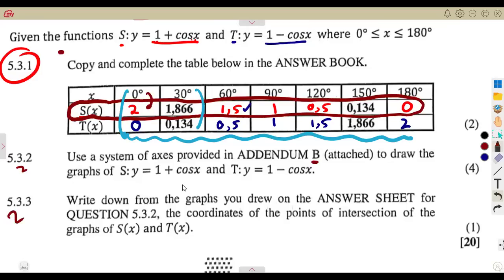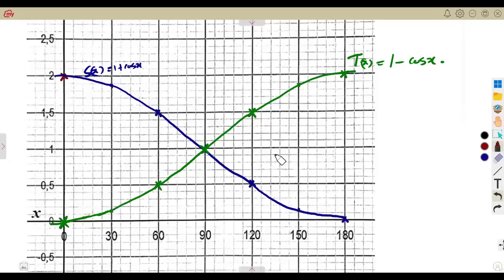5.3.3: write down from these graphs you drew on this answer sheet the coordinates of the points of intersection of the graphs S(x) and T(x). As we can see, S(x) and T(x) do intersect. You can take it from the table, or you can even see it from the graph here. They intersect here. What are the coordinates?